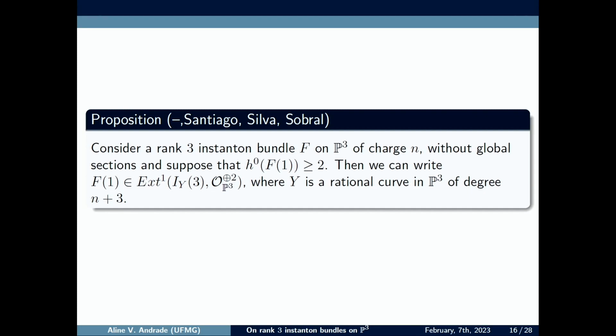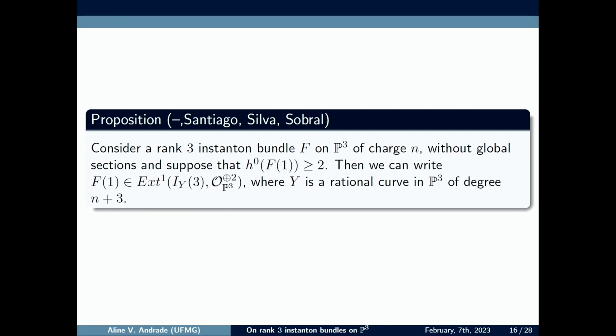So, okay, now we're trying to come back. Oh, sorry. We're trying to come back. If I now have a rank 3 instanton bundle on P3 with charge n without global sections, and suppose that if this happens, that means I have at least 2 global sections, then we can write this twist as an extension where Y is a rational curve on P3, okay? So in some way, I can now relate instanton bundles with rational curves on P3, and the degree of the curve is related with the charge of my vector bundle, okay? So this is now the curve corresponding to the bundle by the correspondence.